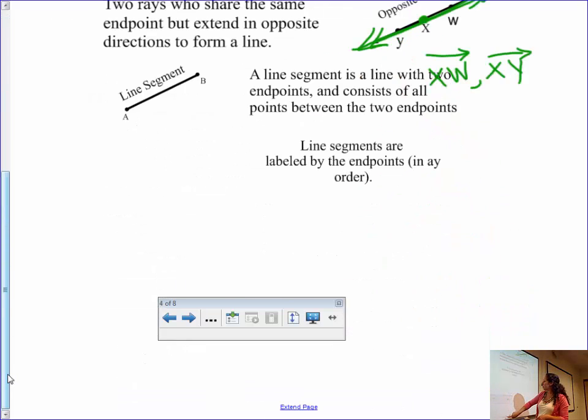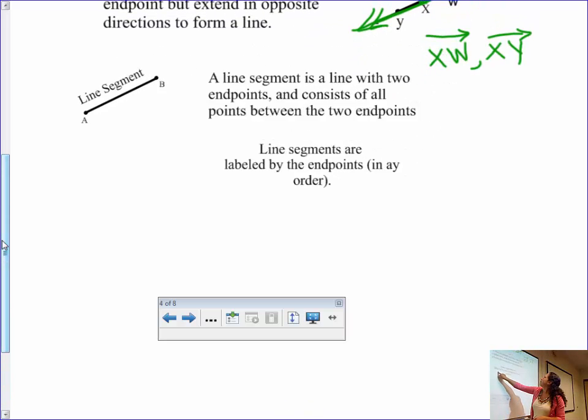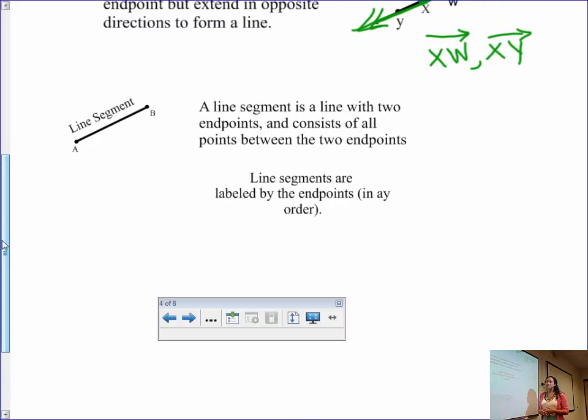Okay, so a line, oops, too far. A line segment is a line with two endpoints. So it stops and it starts. And it consists of all points between them. So just like a line has an infinite number of points, so does a line segment. It just has a smaller amount of infinite points. So line segments are labeled by the endpoints in any order.